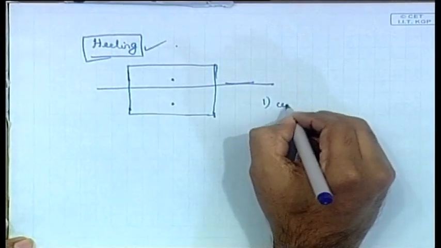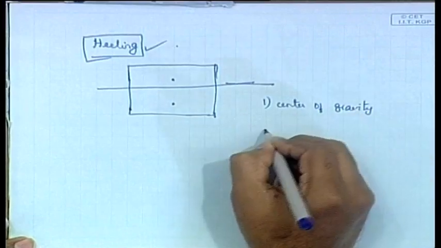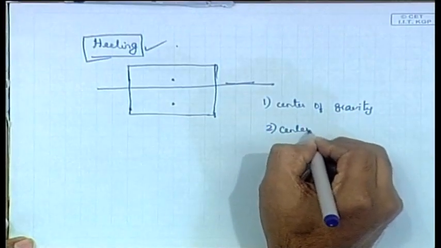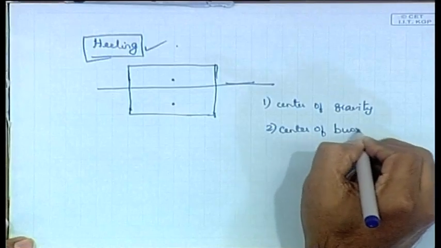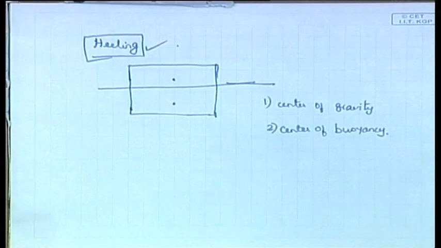One is known as the center of gravity and 2 is known as the center of buoyancy. Now, you know what is the center of gravity? Suppose you have different masses on the body. If you assume the whole mass to be concentrated at a point, it is like the centroid of that mass. The centroid of the mass or the centroid of the weight is called the center of gravity.